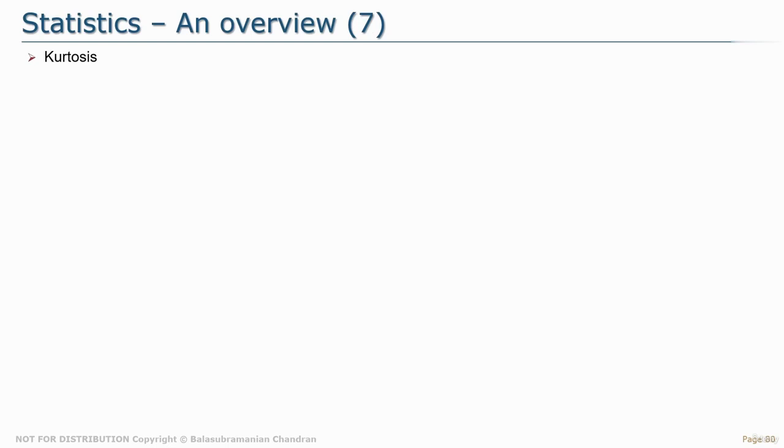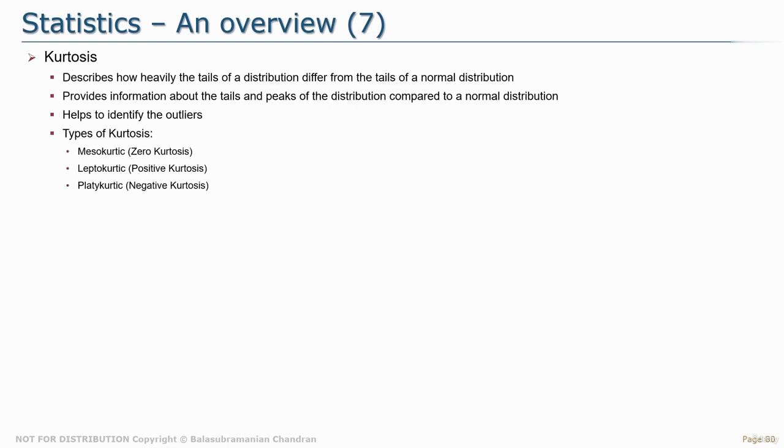What is kurtosis? Kurtosis describes how heavily the tails of a distribution differ from the tails of a normal distribution. It provides information about the tails and peaks of the distribution compared to a normal distribution. It helps to identify the outliers. There are 3 types of kurtosis and they are mesokurtic, that is zero kurtosis, leptokurtic, that is positive kurtosis, then platykurtic, that is negative kurtosis.